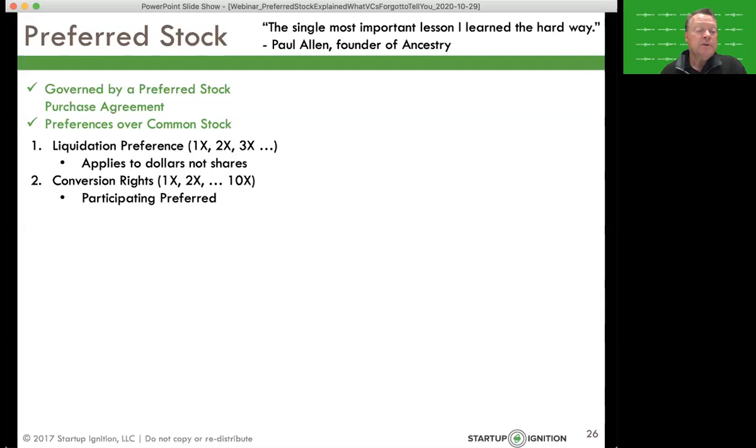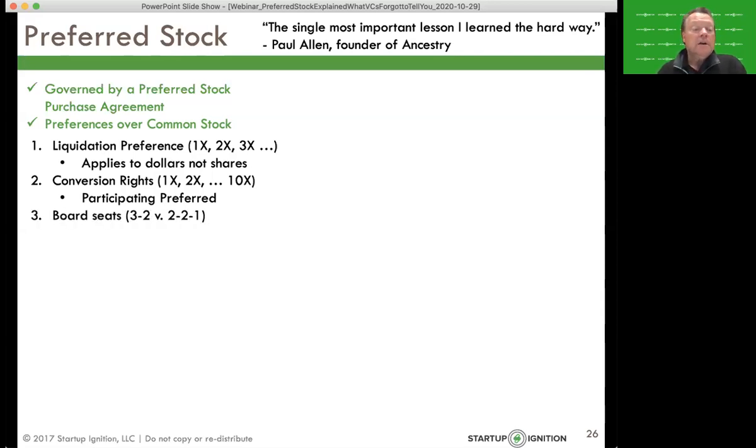To be honest with you, about 98% of all preferred stock given to startups and early stage companies is participating preferred. Very few companies are able to negotiate out and get non-participating preferred stock. As an entrepreneur, you would want non-participating preferred so that there's not the double dipping that occurs, and you'll see that in just a minute.